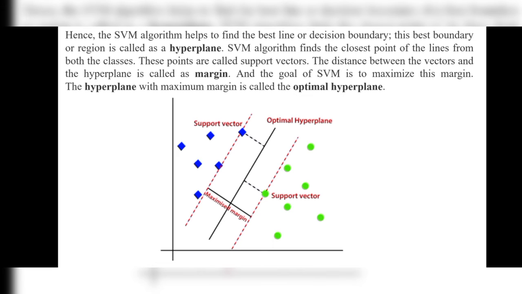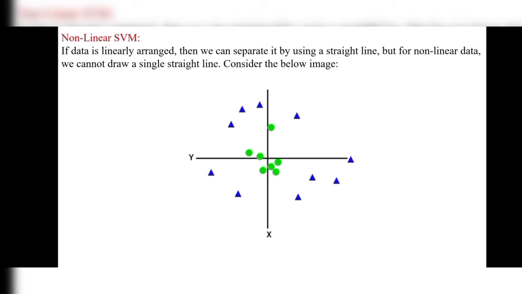Let's see non-linear SVM now. If the data is linearly arranged, then we can separate it by using a straight line. But for non-linear data, we cannot draw a single straight line. That is the difference between linear and non-linear. In linear, we can easily draw a single line, whereas in non-linear, we cannot, because it consists of non-linear data. Let's see this image. The blue and green tags are not separated at all. It is all mixed up, so we cannot separate it by using a single line.